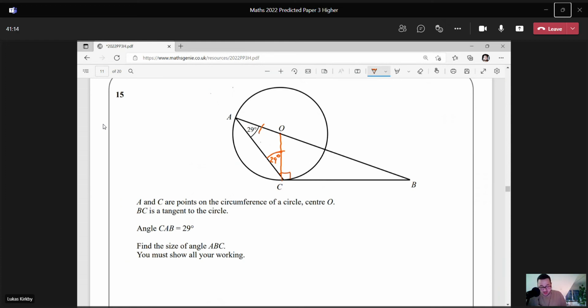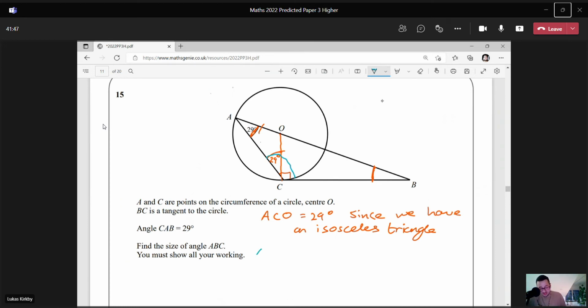So the first thing I'm going to write is that ACO is equal to 29 since we have an isosceles triangle. Great. Now remember, the end goal is ABC, which is this one. So actually I'm thinking now, well, I've got this angle. I want to find this angle, and if we've got a triangle, I could just work out this here, and that should give it me.